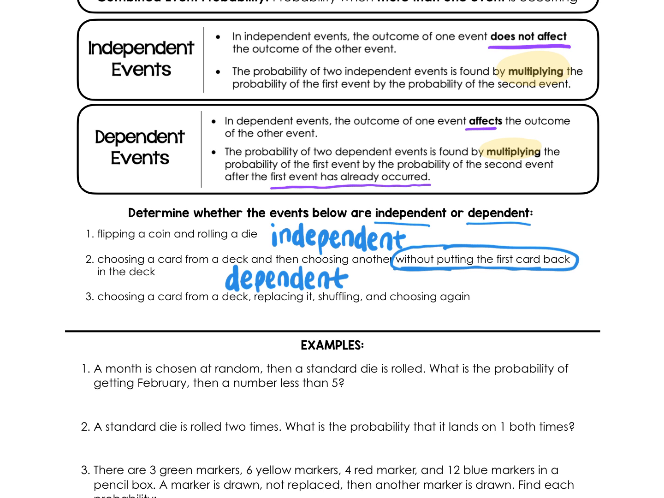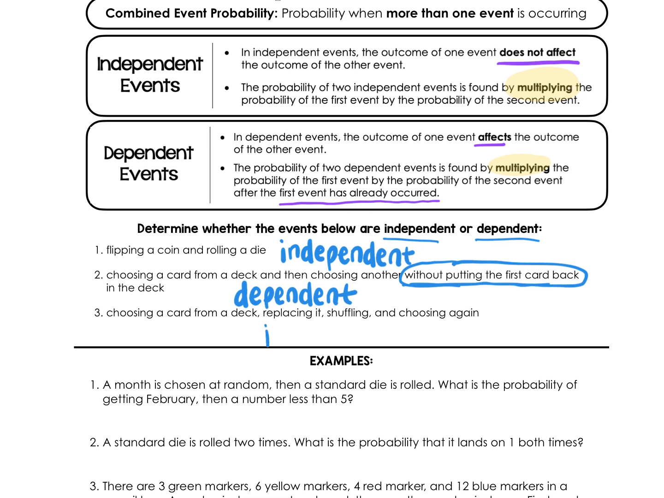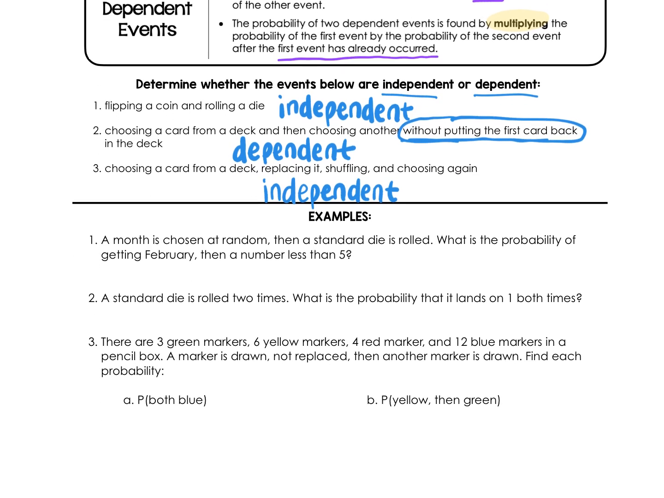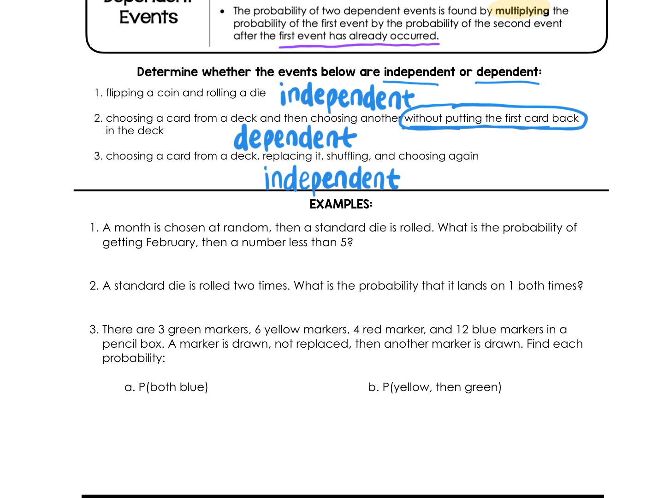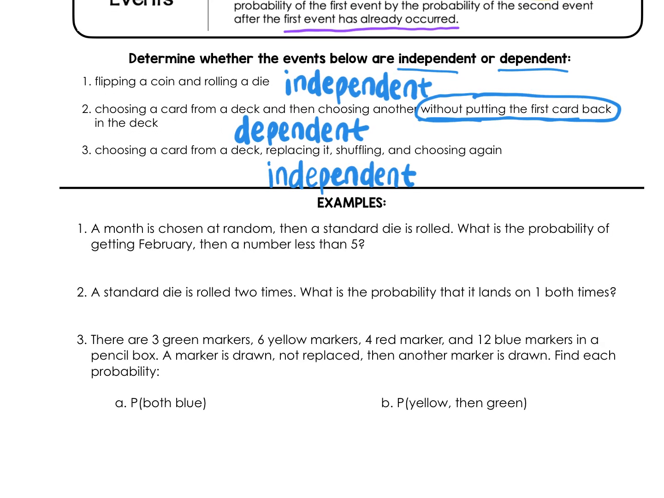This says choosing a card from a deck, replacing it, shuffling and choosing again. You are replacing it, so that's independent. So with replacement is independent, without replacement, if you're not putting back, is dependent. Now this is actually just practicing with those formulas of multiplying. It says a month is chosen at random, then a standard die is rolled. What is the probability of getting February, then a number less than 5?